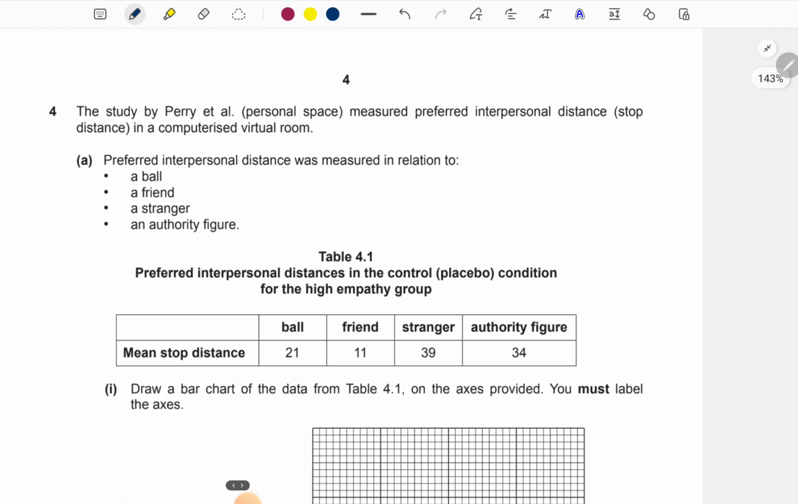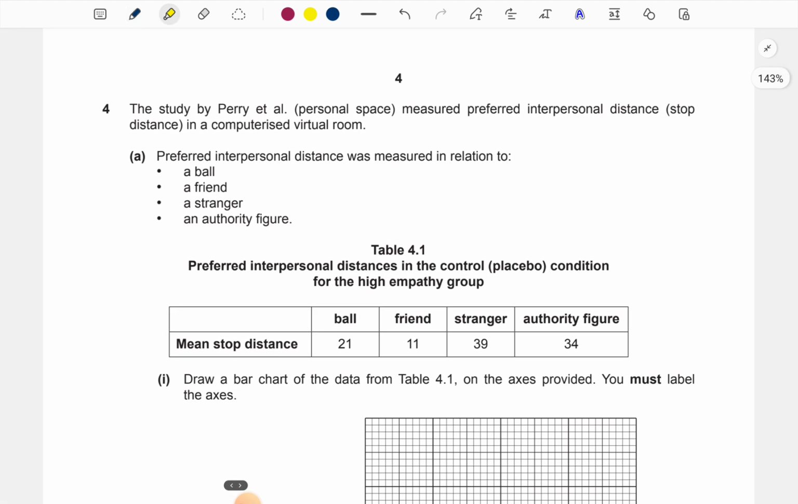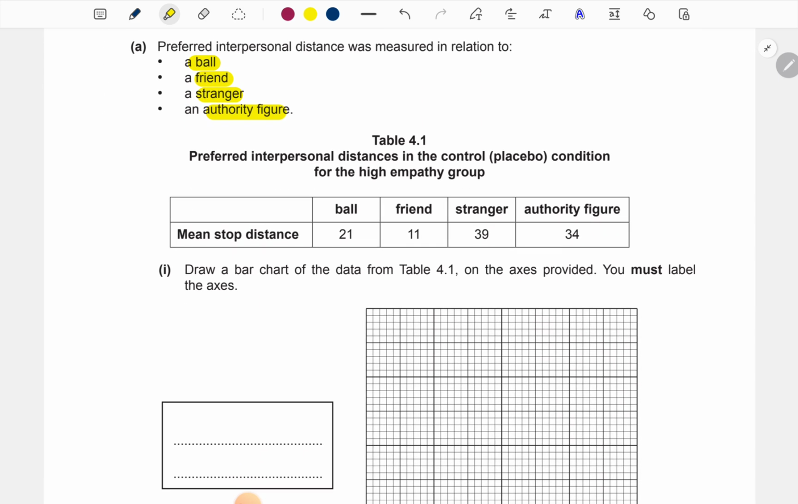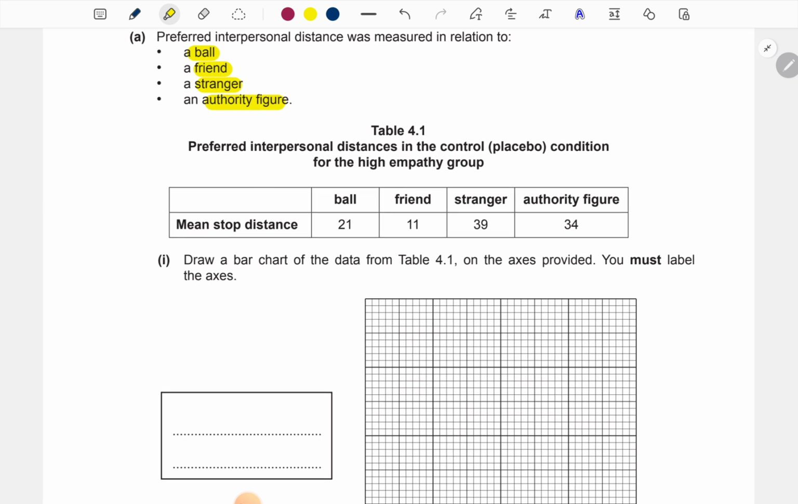The next question is on the study by Perry et al. Perry et al. measured preferred interpersonal distance in a computerized virtual room. Preferred interpersonal distance was measured in relation to ball, friend, stranger, authority figure. As you know, there were 4 protagonists in the study. Then they've given the preferred interpersonal distances in the control condition for the high empathy group. And for each of the protagonists, they have given the mean stop distance. That is when the participant stopped the figure on the screen, at what distance.